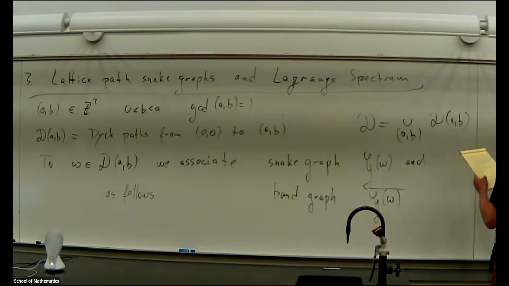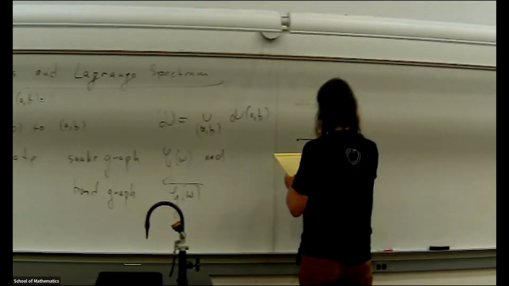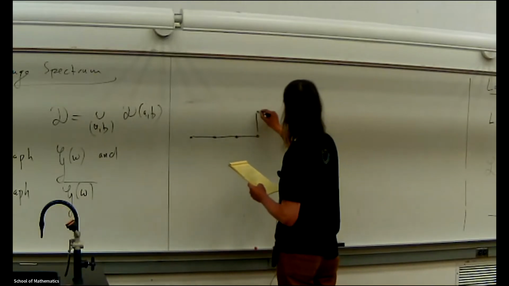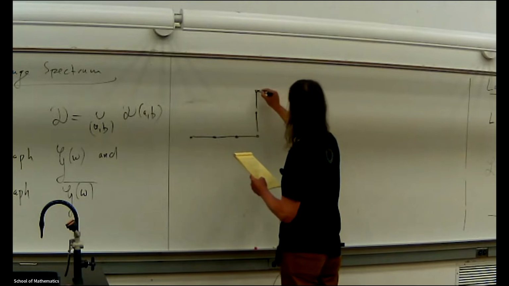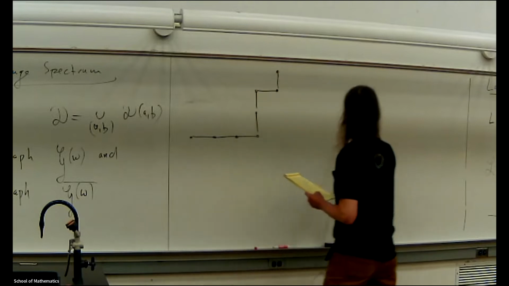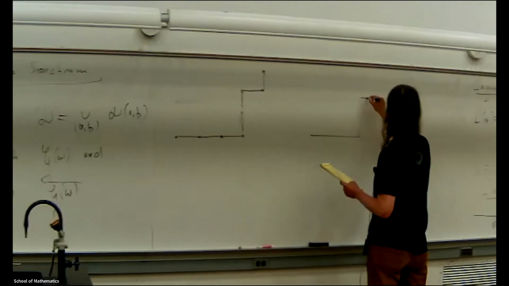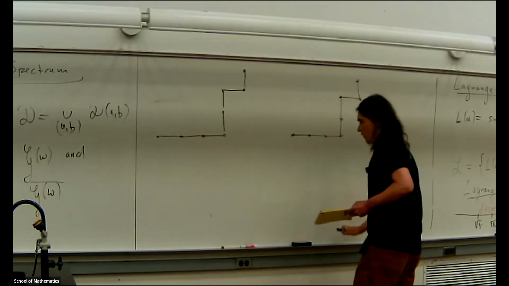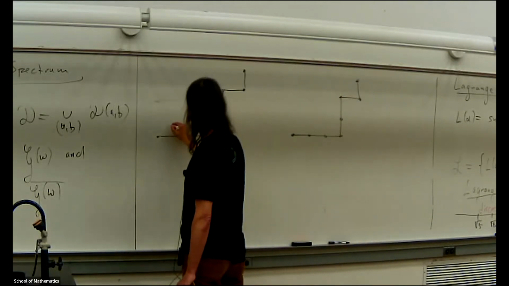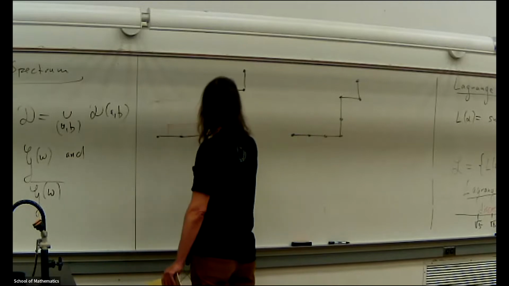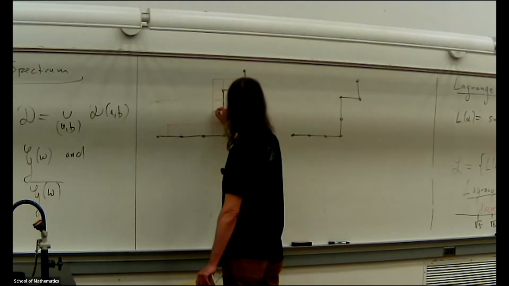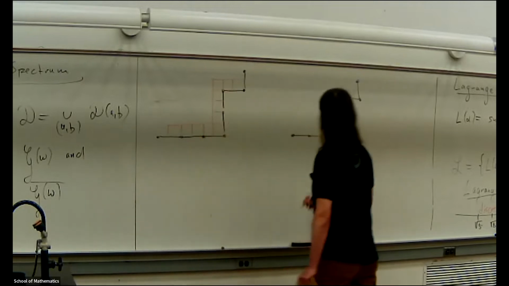Okay, so I want to go right 3 times, then twice up, and right and up. And let me do the same thing here. And here I'll put the snake graph. And here I put the band graph.